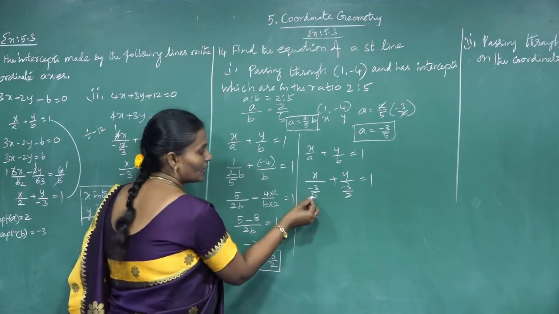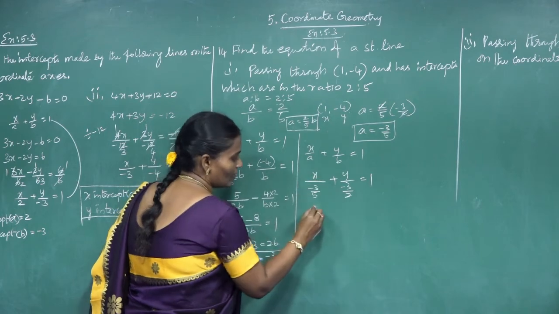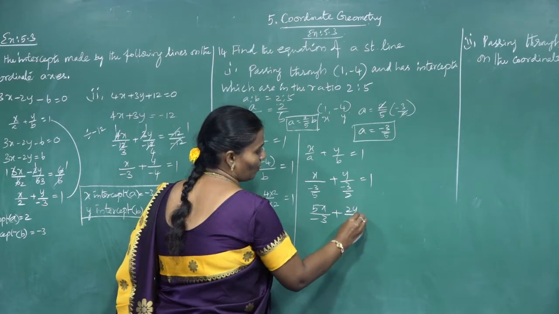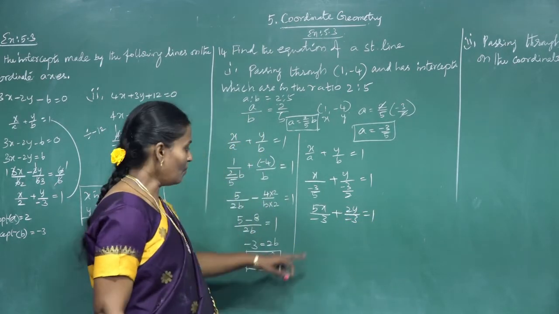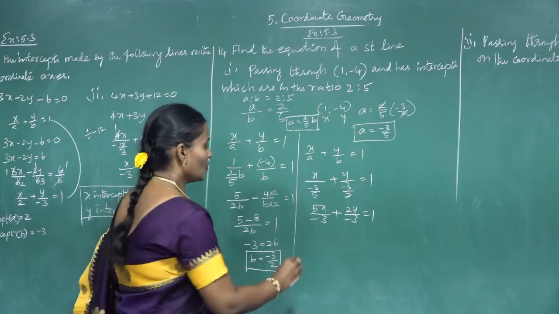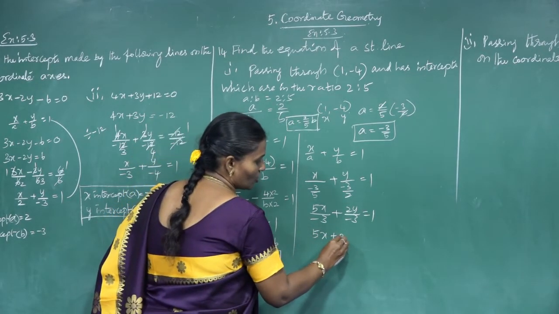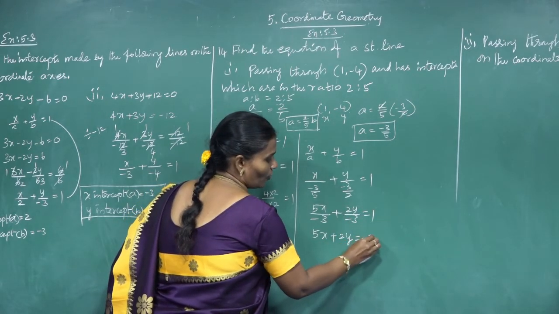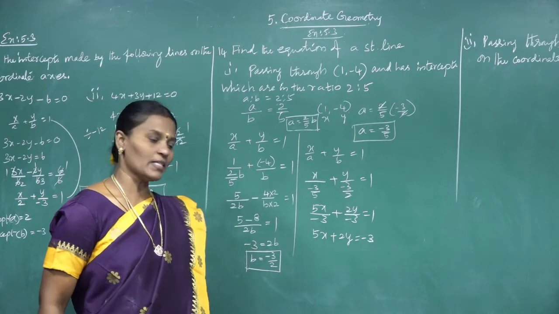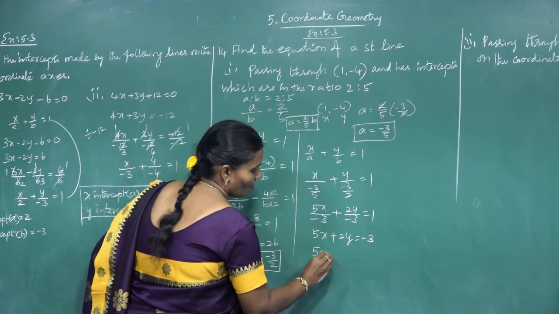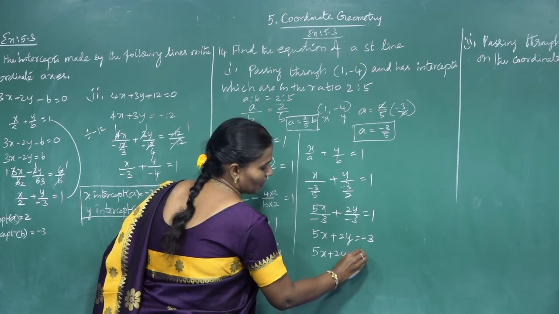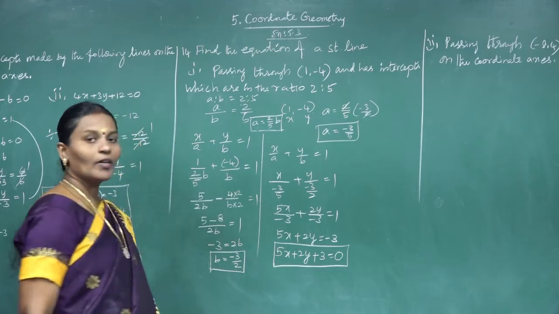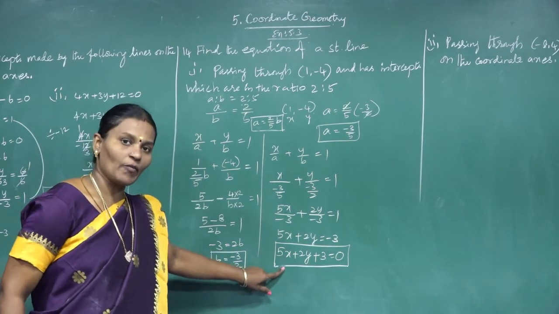Okay. So, this denominator you bring to the numerator. So, 5x by minus 3 plus 2y by minus 3. This is equal to 1. Here, minus 3 is common. So, 5x plus 2y. This minus 3 you bring to the right side. That is equal to minus 3. 1 into minus 3 is minus 3. So what is the equation? 5x plus 2y plus 3 is equal to 0. Understood children? So this is the required equation.